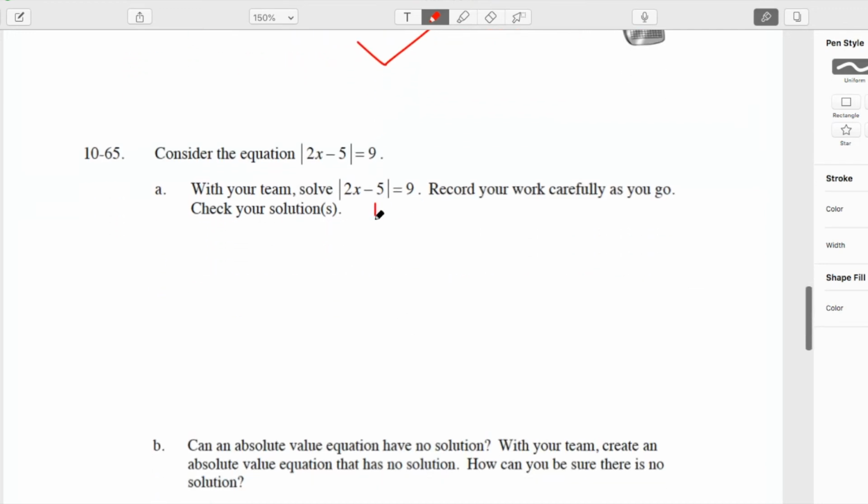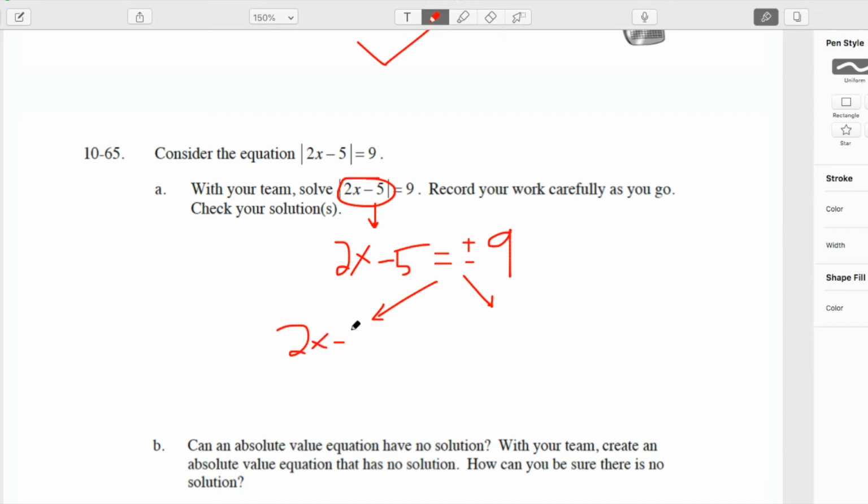Check your solutions. Well, here, let's look inside. 2x minus 5 has to equal plus or minus 9. This is sort of the definition of absolute value, that it's 9 units away from 0. And then we've got 2 equations to solve. I'm going to break it apart. I like to just break them apart like this. Do the negative 9 over here for 2x minus 5, but because the absolute value is positive, it could also equal a positive 9. And then let's solve both. Add 5 to both sides, we get 2x equaling negative 4. Add 5 to both sides, we get 2x equaling 14.